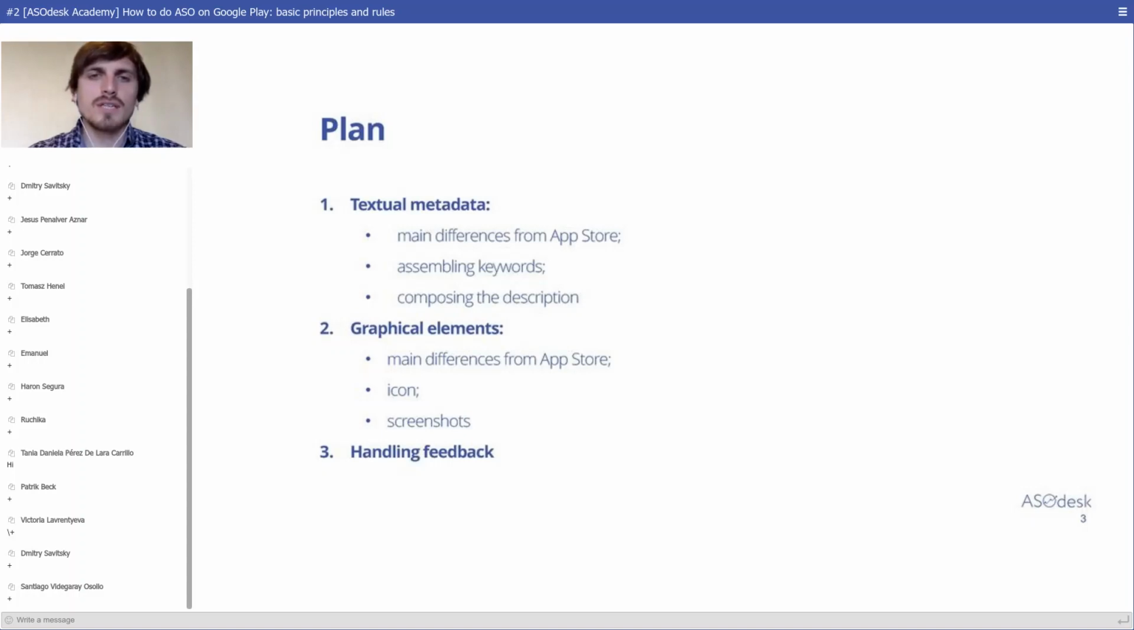In the part about graphical elements, I will again show you the main differences between Google Play and App Store. I will share my experience of the process of preparing the icon and the screenshots for an Android app. And in the last part, I will be talking about handling feedback, or reviews management: how to organize the process, how to answer the reviews, and I will answer the question whether answers to reviews index on Google Play.